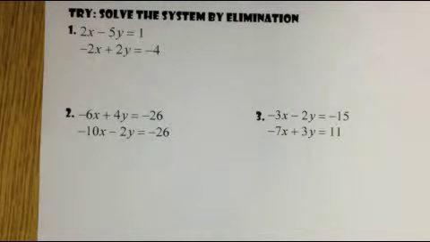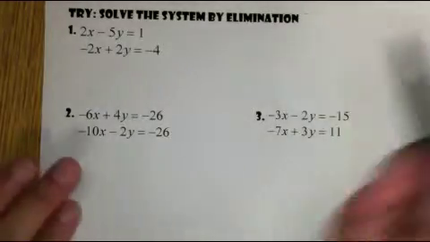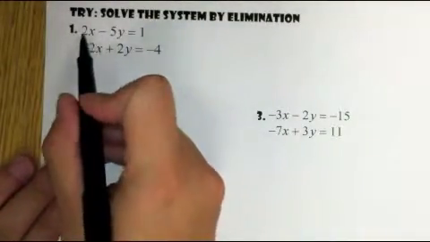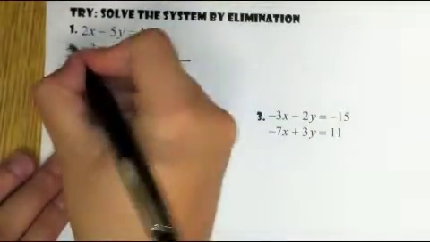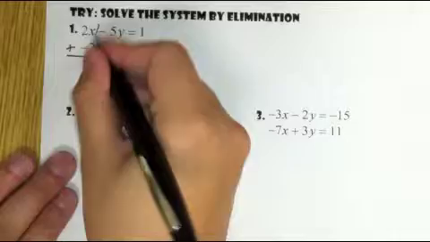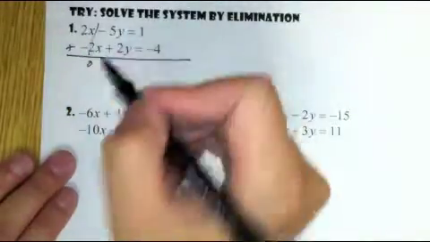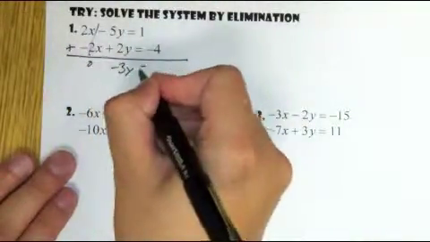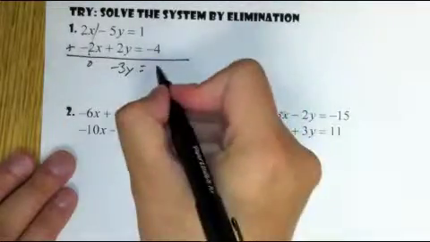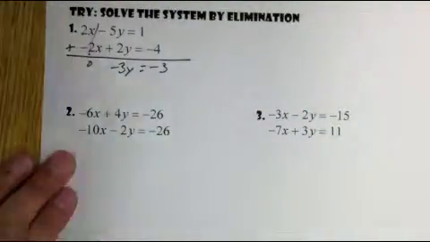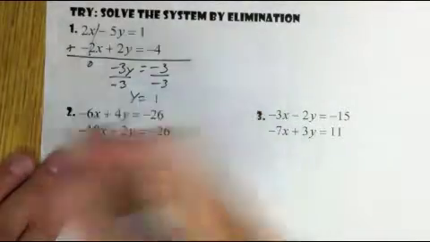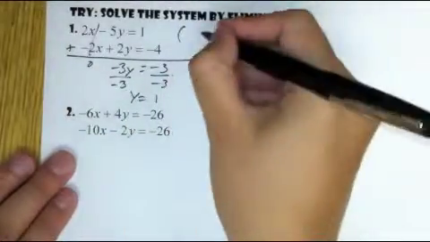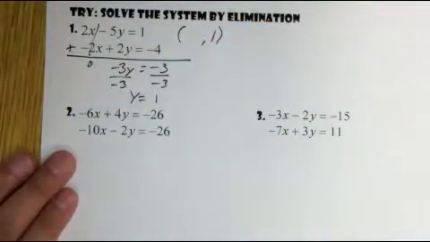Okay, looking at number 1, can we eliminate? We want same numbers, opposite signs. Sure, we can eliminate x. Positive 2, negative 2. No need to do any work here, just add straight down. 2 plus negative 2 is 0. Negative 5 plus 2 is negative 3y. 1 plus negative 4 is negative 3. Divide by negative 3. Y equals 1. Easy. Okay, put it in the right spot, please.